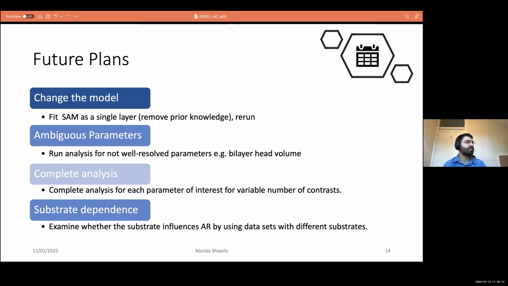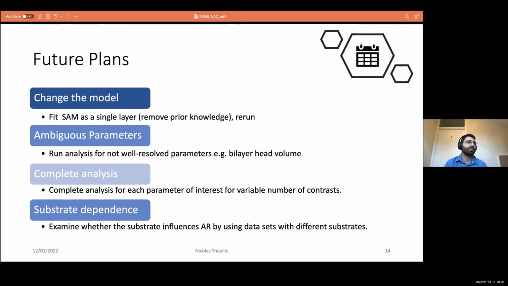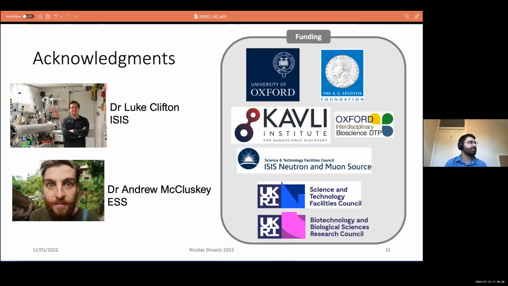It would also be very interesting to gather some more data with the same system on a different substrate to explore the substrate influence on the analytical resolution. And I want to thank my two supervisors, Luke and Andrew, and my funding bodies, and thank you for listening.